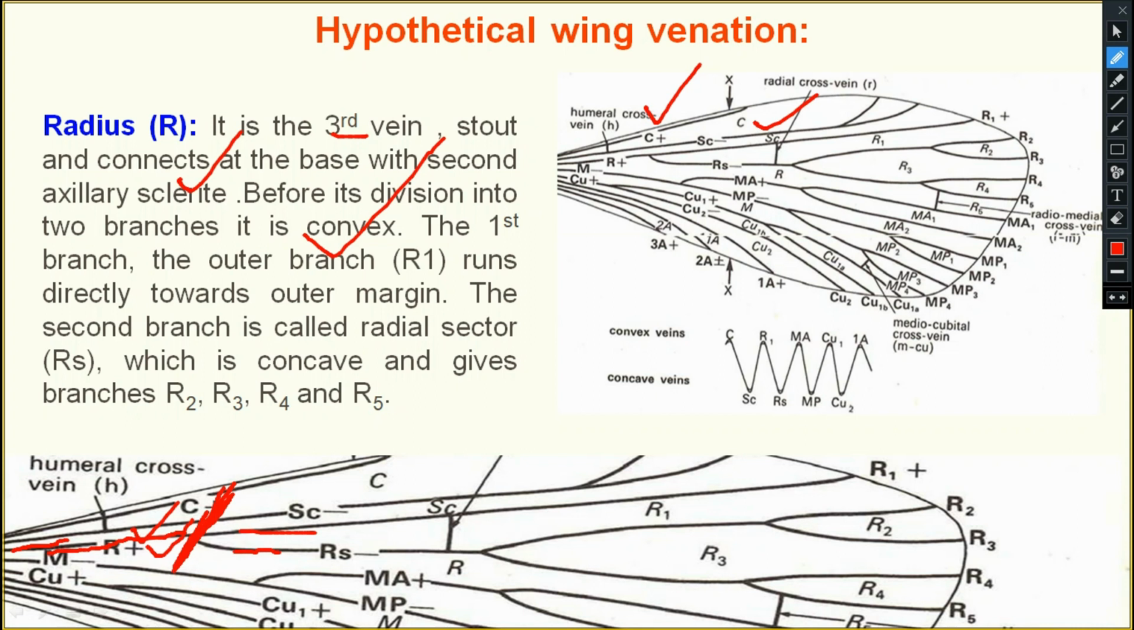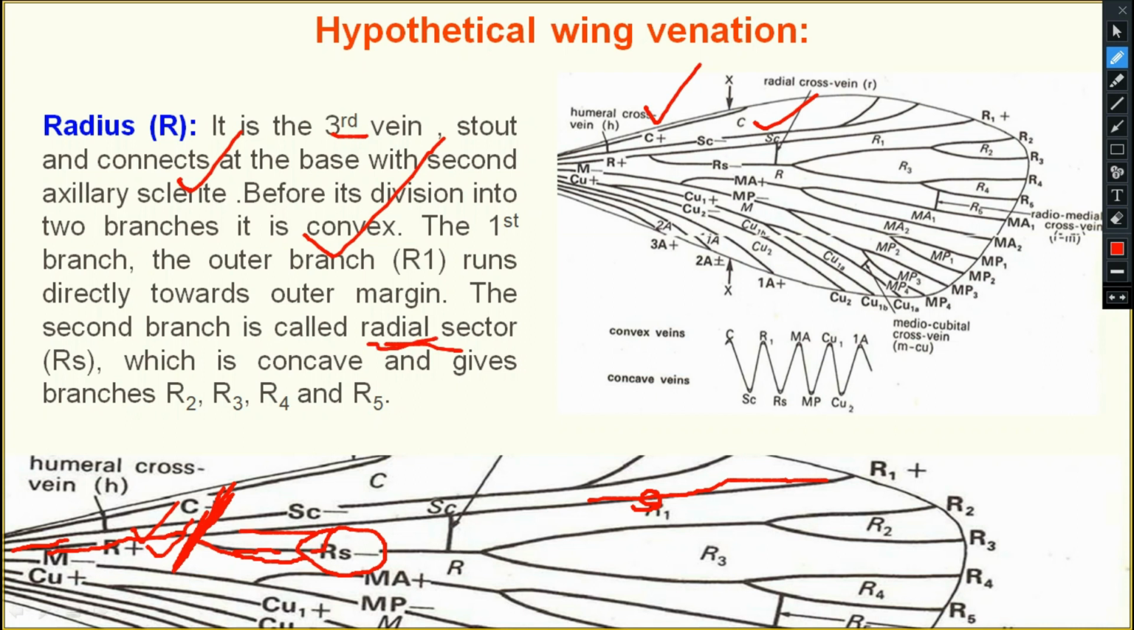Next you see this radius is divided into two branches. One branch is known as R1, this whole branch here, and the other branch is known as RS. What is the full form of RS? We have discussed: radial sector.